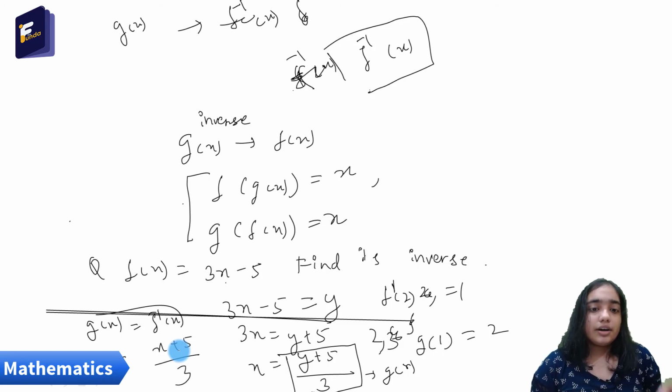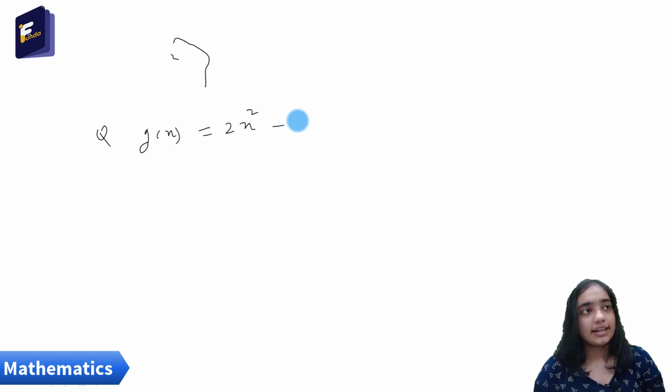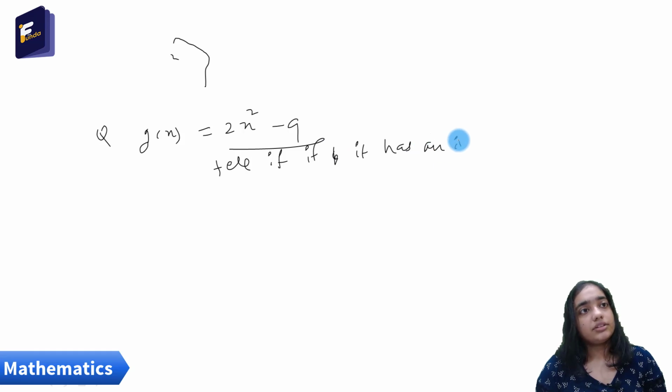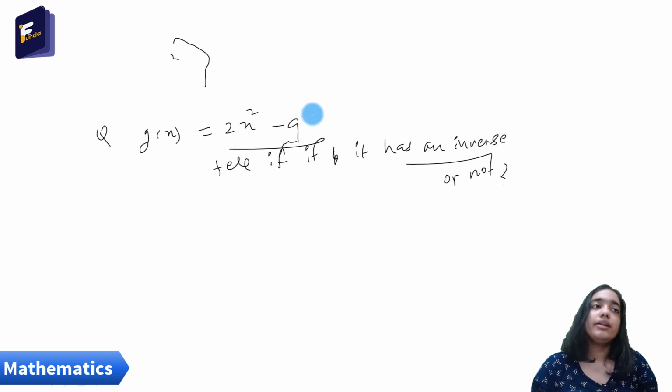So now we have another question. So this is a little tricky question. If g of x equal to 2x square minus 9, then tell if it has an inverse or not. So you have to tell me if this function has an inverse or not. So you may pause the video and think about the solution.